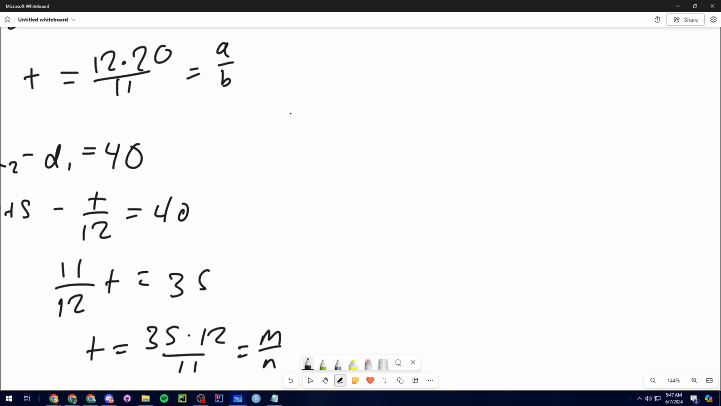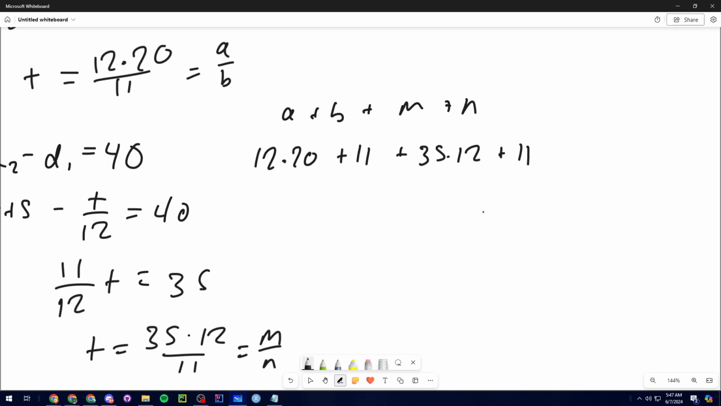So a plus b plus m plus n, that's just 12 times 20 plus 11 plus 35 times 12 plus 11. Now I'm just going to try making this faster. I'm not going to try adding it. You have 2 11, so 2 times 11 plus, I can factor out a 12 from that. This is me taking shortcuts in the arithmetic.